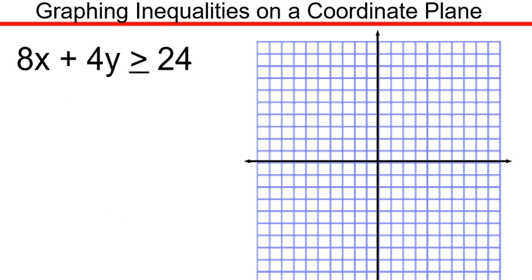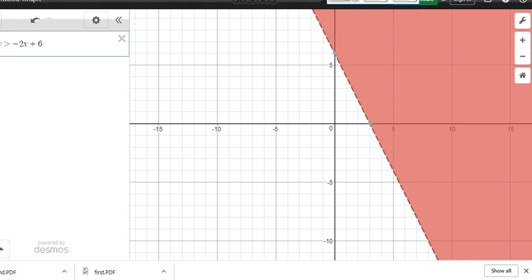All right, 8x plus 4y is greater than or equal to 24. Go ahead and try that example on your own. All right, so I came up with y is greater than negative 2x plus 6, and I went to Desmos and put in the equation, and that's the result that I got. Check my results with yours and make sure you did it correctly.